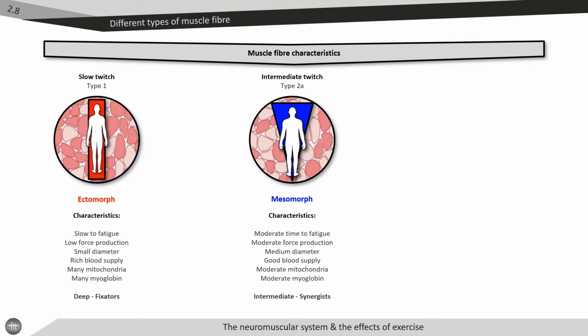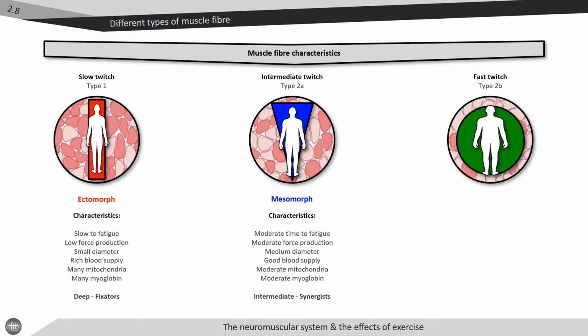The third and final type of muscle fibre is that of a fast twitch or type 2B fibre, which are higher in ratio in individuals with an endomorphic somatotype, which is a large built frame. Characteristics of fast twitch fibres include being fast to fatigue. This is due to the high force production, as the fibres are larger in diameter in comparison to the other fibre types. Fast twitch fibres are quick to fatigue as they have a relatively poor blood supply, limiting the nutrients available to the few mitochondria organelles and myoglobin cells, which produce the energy in the form of ATP.